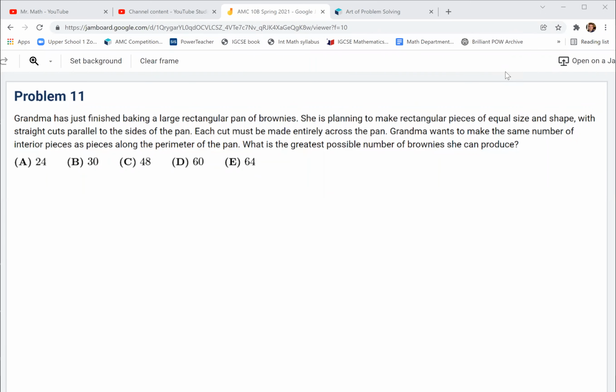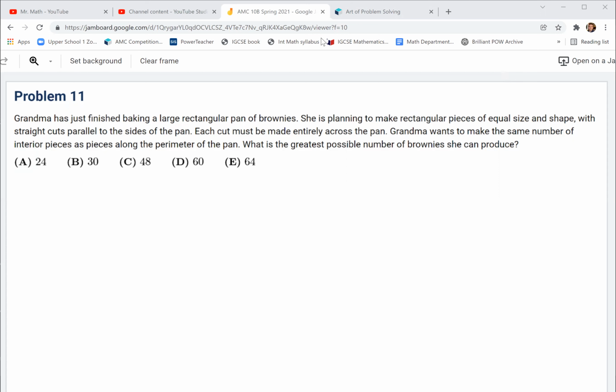Okay, guys, so I'm going to go over AMC 10B Spring 2021, problems 11 and 12. Number 11: Grandma has just finished baking a large rectangular pan of brownies. She is planning to make rectangular pieces of equal size and shape, with straight cuts parallel to the sides of the pan. Each cut must be made entirely across the pan. Grandma wants to make the same number of interior pieces as pieces along the perimeter of the pan. What is the greatest possible number of brownies she can produce?